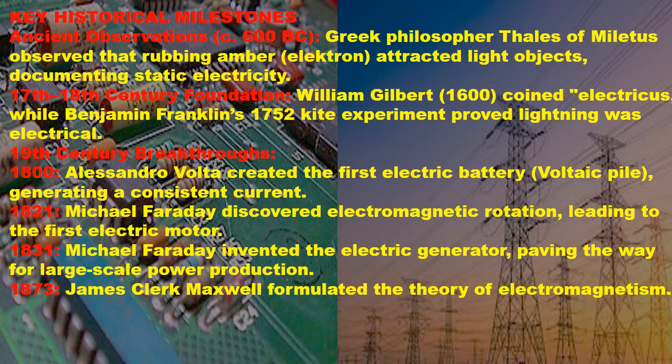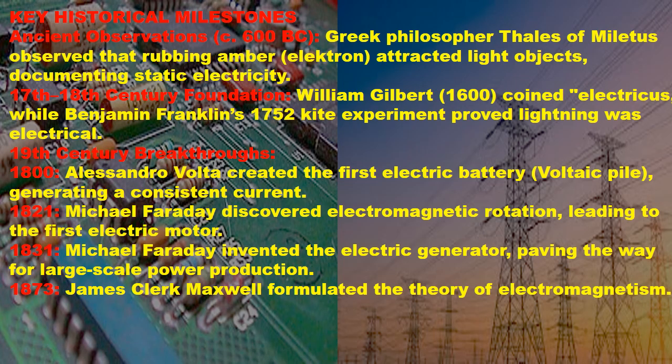And then the 17th to 18th century foundation. William Gilbert, in the year 1600, coined the term electric, while Benjamin Franklin's 1750 kite experiment proved lightning was electrical. So these are some of the discoveries. Benjamin Franklin discovered lightning is a form of electricity, natural electricity.